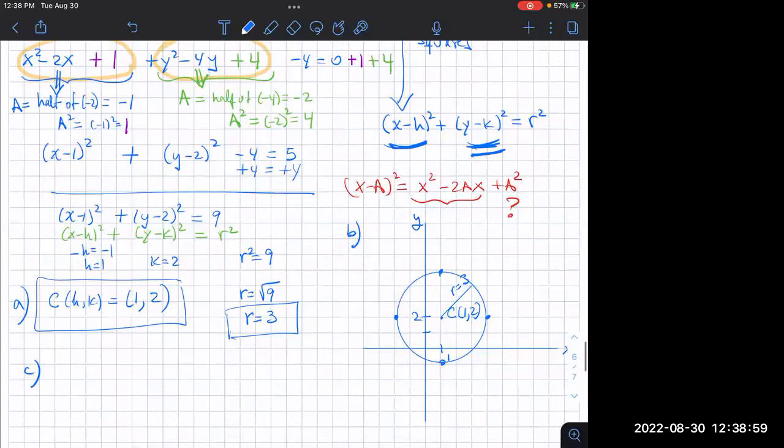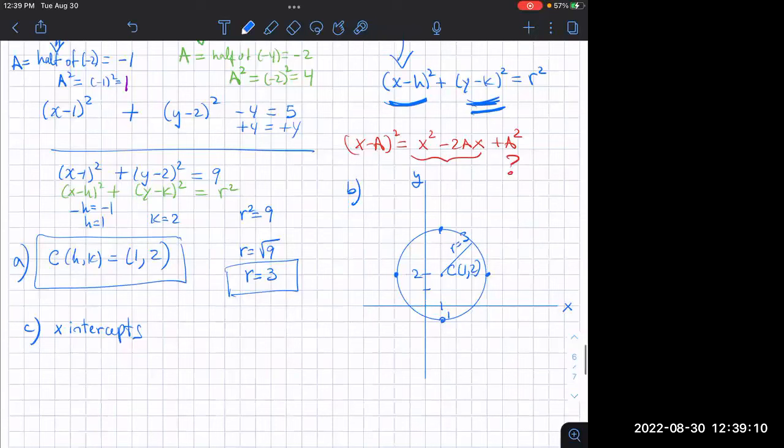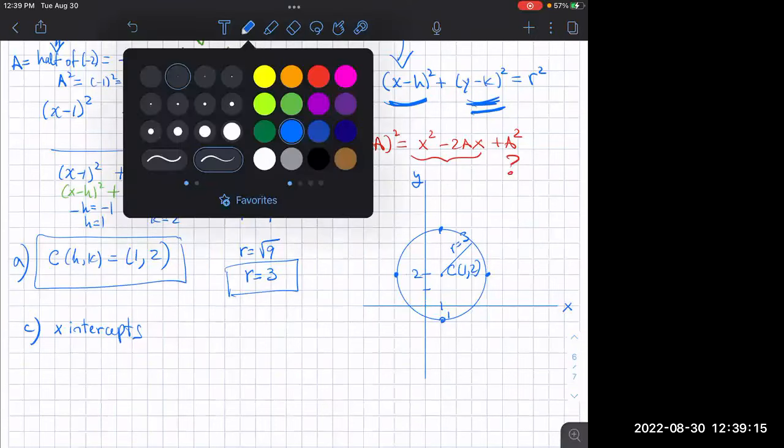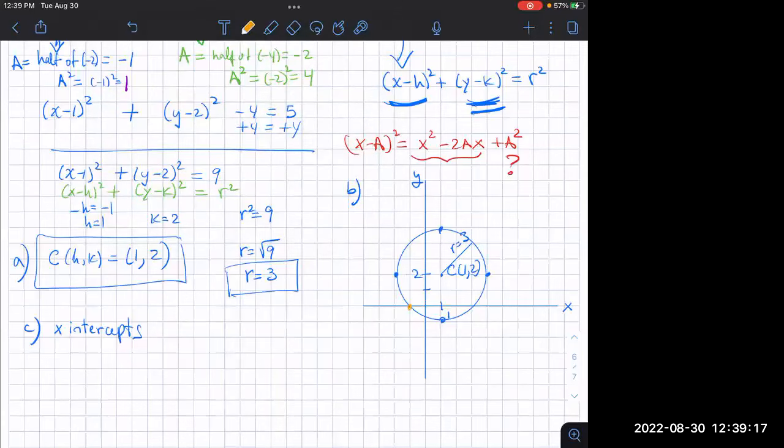Part C, intercepts. So x-intercepts and y-intercepts. It's the same way that you find the intercept of a line. The x-intercepts are going to be the points at which the circle crosses the x-axis. Those are points on the x-axis, so that means the y components have to be 0. So you set y equals 0, and then you plug in.